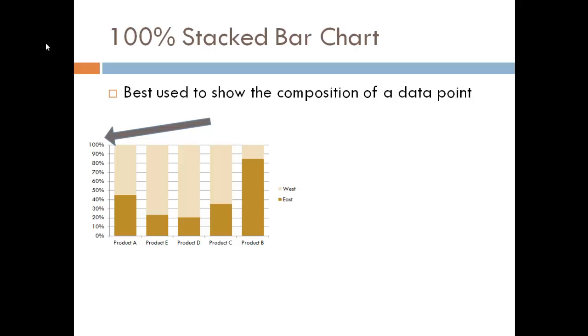So with products A through E as our x-axis variable, we're going to split all the data into east versus west, obviously a geographical distinction, and we're going to identify with the y-axis 0 through 100% just exactly how the data points are composed when they're compared east versus west. So let's have a look.